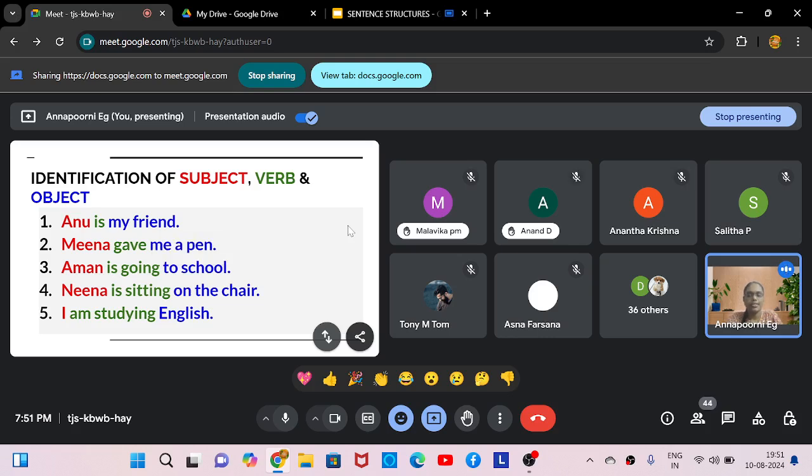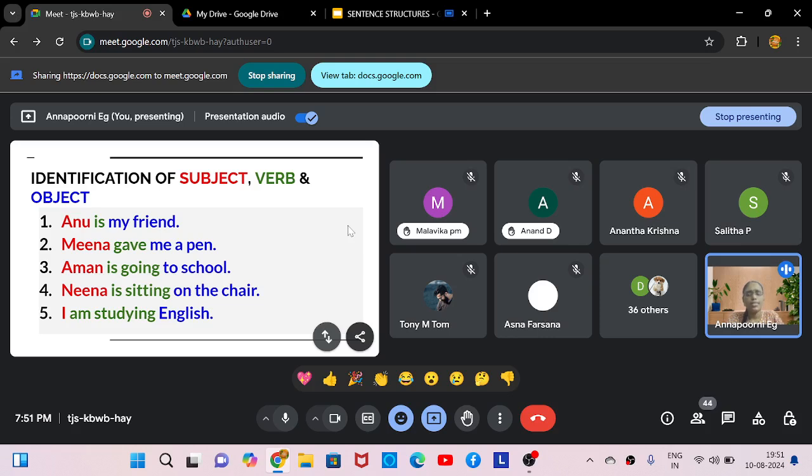Okay. So next one is Nina is sitting on the chair. So here Nina is the subject. Is sitting is the verb. On the chair is the object. And finally, the last one is I am studying English. So here I is the subject, am studying is the verb and English is the object.